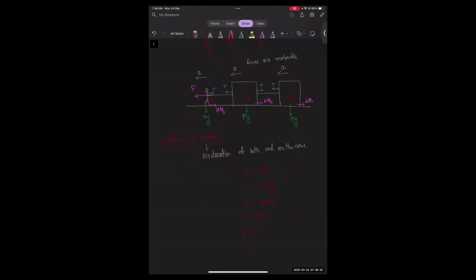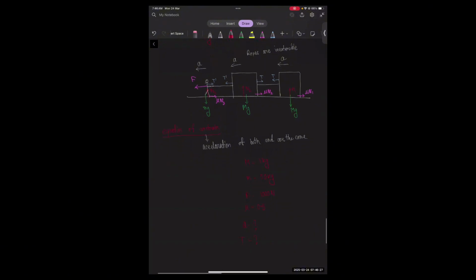And then we want to know what is A. We want to know what is T. We also want to know what is the total friction force.